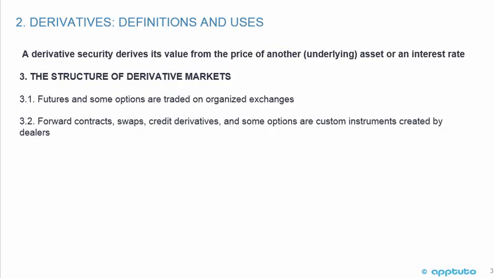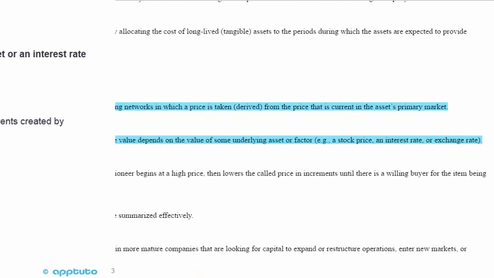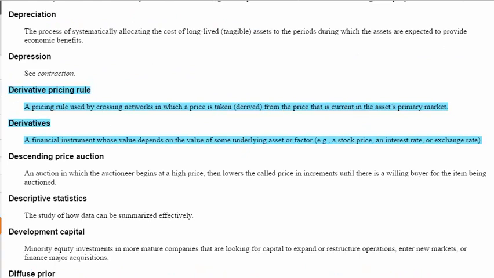Futures and some options are traded on organized exchanges, and futures and options are derivatives. And forward contracts, swaps, credit derivatives, and some options are custom instruments created by dealers, and therefore they'd be traded over the counter. So as you can see, just a quick screenshot from the glossary.